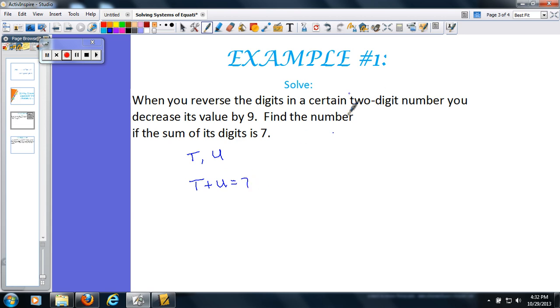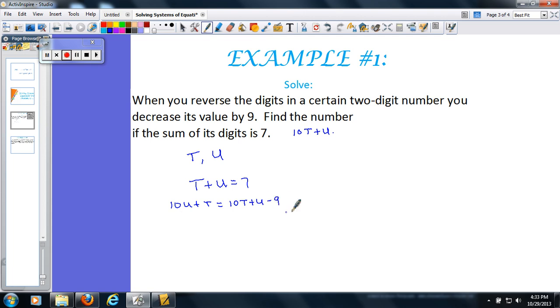Now I'm going to find the second one. If you remember from yesterday, my 2-digit number is 10t plus u. That's the form for the number. So I'm going to reverse those digits. Actually, let me rewrite that. It's actually 10u plus t equals, and it says the number decreases its value by 9. So that's going to be 10t plus u minus 9.